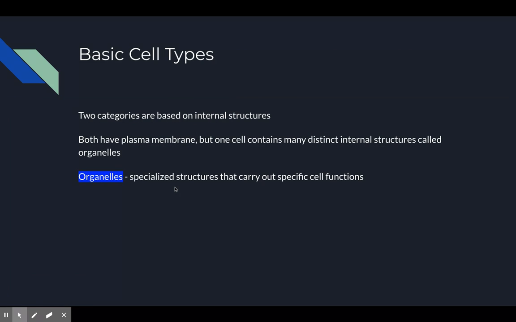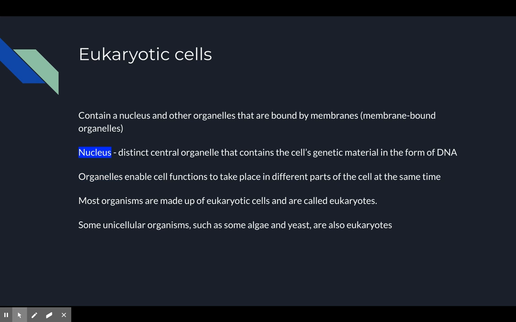So those two categories, prokaryotic and eukaryotic, are based on internal structures. We said that all cells have plasma membranes in common, right? So both have a plasma membrane, but one of those cells contains many distinct internal structures called organelles. So that eukaryotic cell has organelles. Organelles are specialized structures that carry out specific cell functions. Later in this chapter, we're going to talk about each organelle specifically, but we're going to take a little closer look at the two categories.